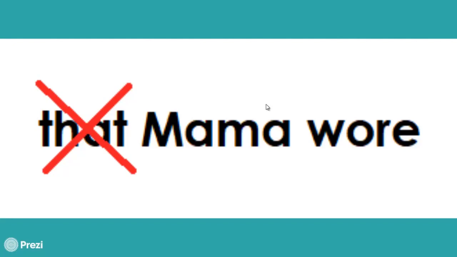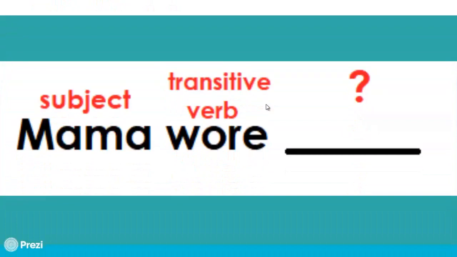Remember that transitive verbs must be followed by an object. So what's the missing constituent in this case? In this case, the missing element is the object of the clause. Mama wore what? The diamond earrings.